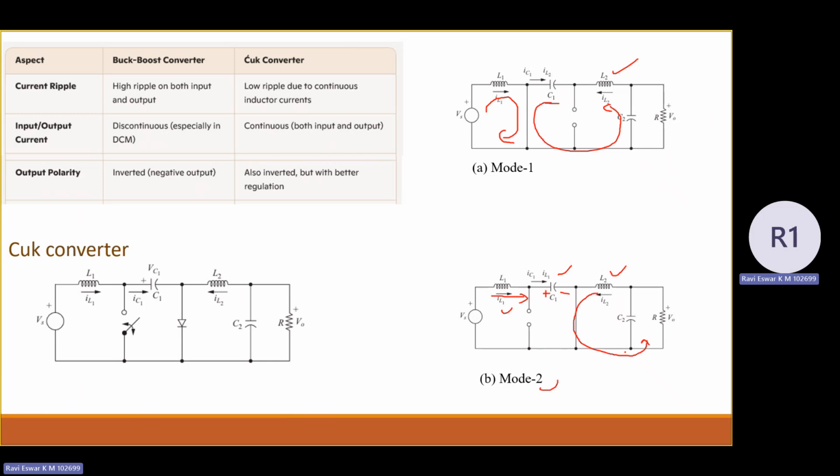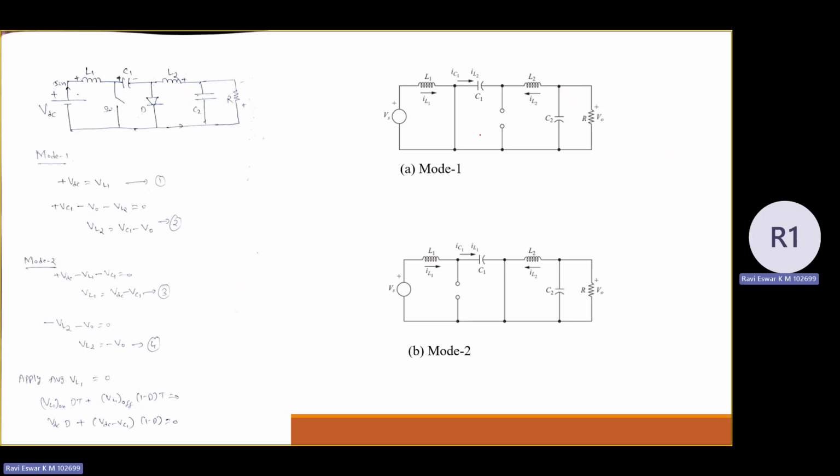So analyze the circuit when the energy storage elements, the inductor, are in charging state. Similarly, again analyze the circuit when the inductor is in discharging state. So now let us see the mode 1 case when the inductor is in charging state. In mode 1, the switch is turned on.